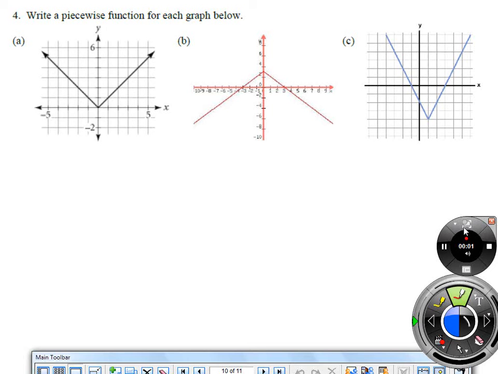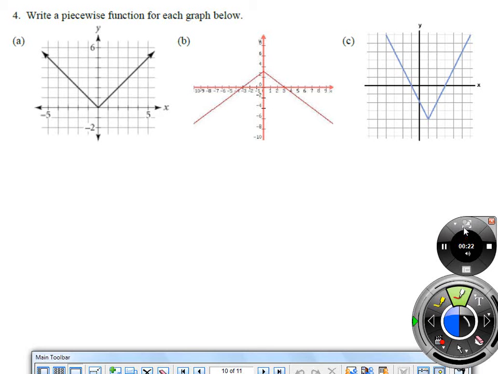As you look at the graphs, when we go to write the equations of the piecewise functions, how many pieces do you expect to be present in the equations for each of these three graphs? 2, okay? And those should be linear equations because the pieces that we're looking at are behaving like lines, okay?